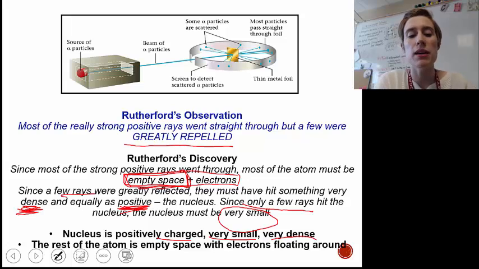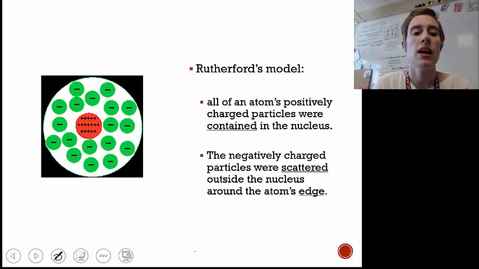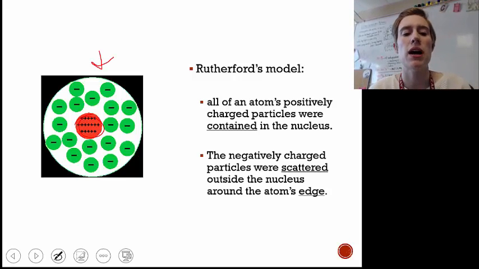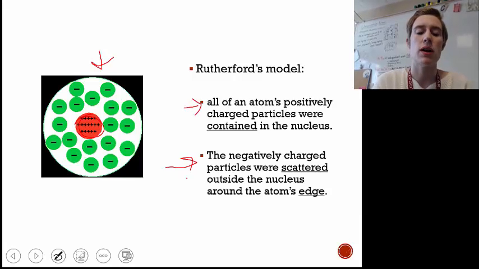The rest of the atom is empty space with some electrons. This is his current view now. Small, dense nucleus that's positive. Electrons on the outside. That's Rutherford's model, which is very close to what our model is today. And these are the things that he discovered. Make sure you write them down.